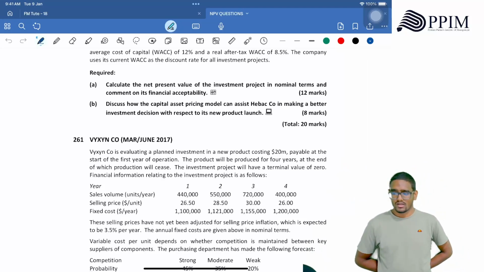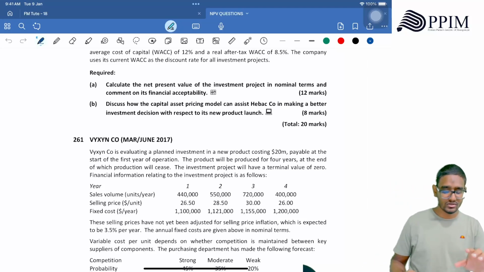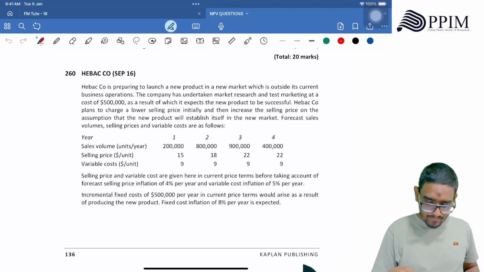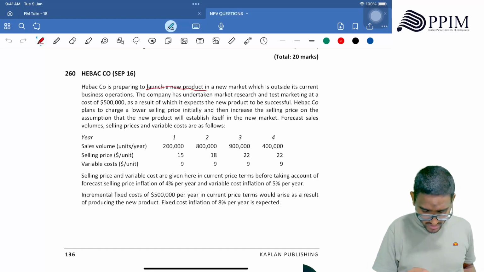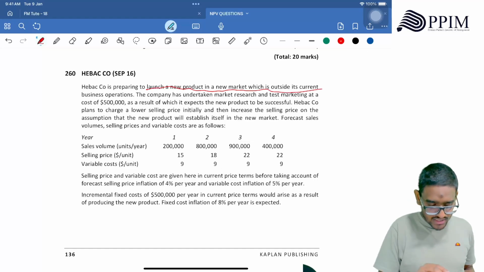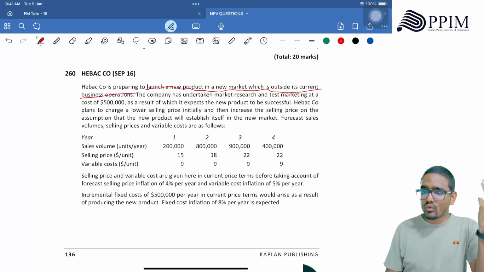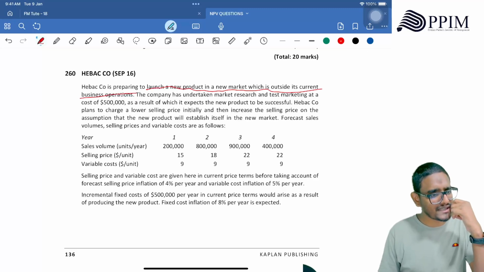Okay. Right. So, what shall you write here? What do you think you should write? Discuss how PPIM can assist them in making a better investment decision with regards to its new product launch. Something very key that I read in the top, I don't know if you've picked it up, was this sentence: launch a new product in a new market which is outside its current business operations. When you're having something outside your current business operations, can we use the standard WACC?